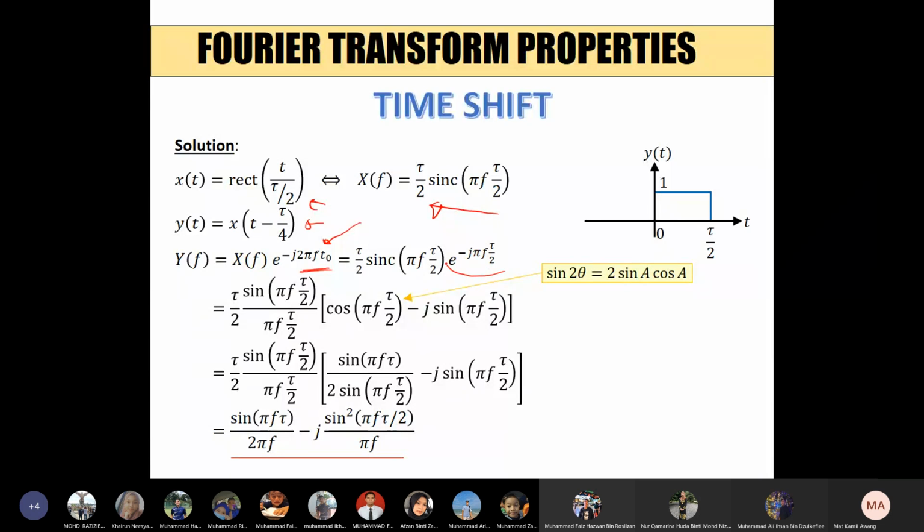So you have this part, which is not there because this one has no shift. So with shift you have this additional term. So this is the additional term that you add. Then you expand and you simplify, you get this. Right? That is the answer. So you have a phase shift.